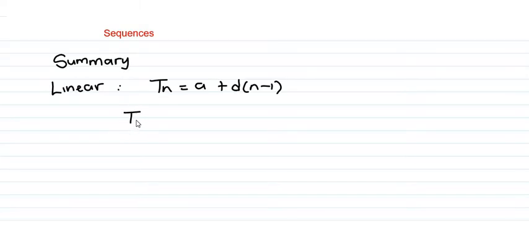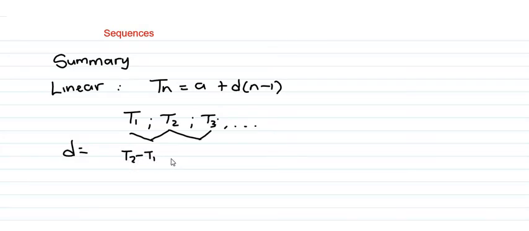And then if you have T1, T2, T3, and so forth. When you want to get D, you get it by taking term 2 and subtracting term 1, then you take term 3 and subtract term 2. So your D is T2 minus T1, and then also T3 minus T2. And then if you have term 4, also term 4 minus term 3. And so forth and so forth.